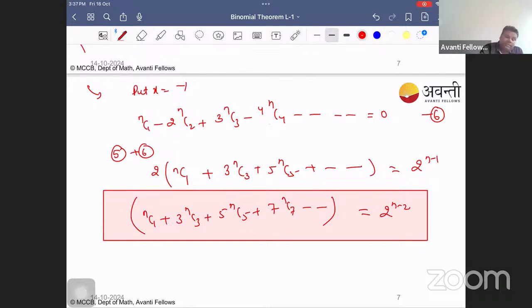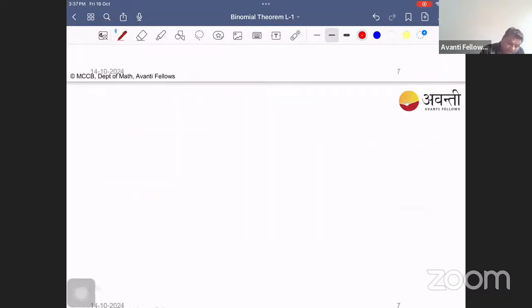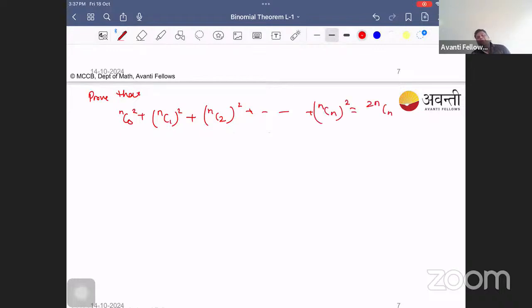Now, next, very, very important again. Prove that nC0² + nC1² + nC2² and so on up to nCn² equals 2nCn. Give it a try, one moment.